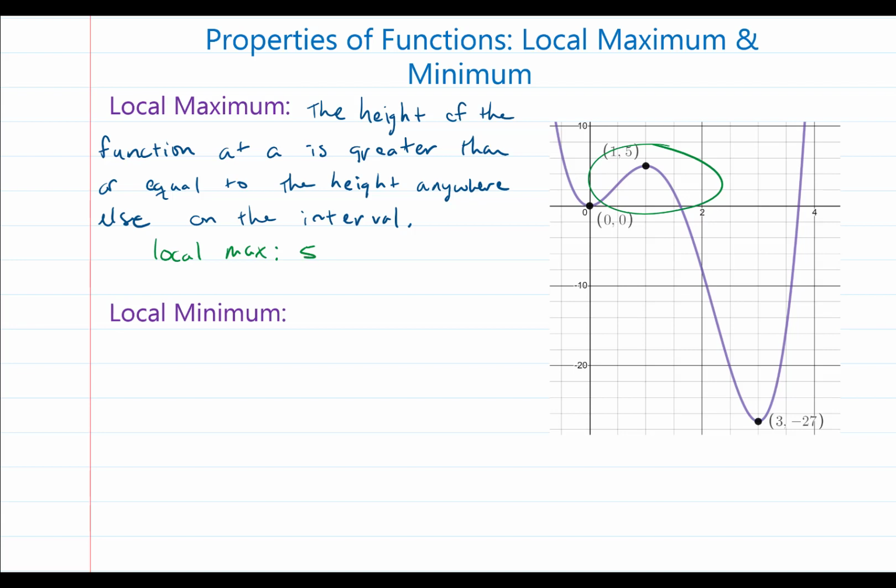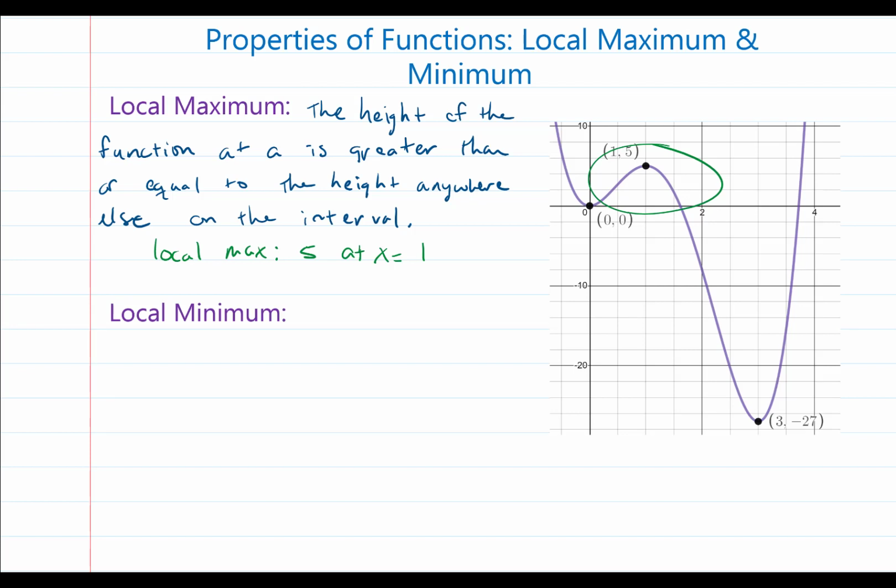Now, sometimes you might be asked to identify where that local maximum is. And anytime you're asked to identify the location of the local maximum or local minimum, what you're really asked to find is the x-coordinate. So in this case, the local maximum is 5 at x equals 1.